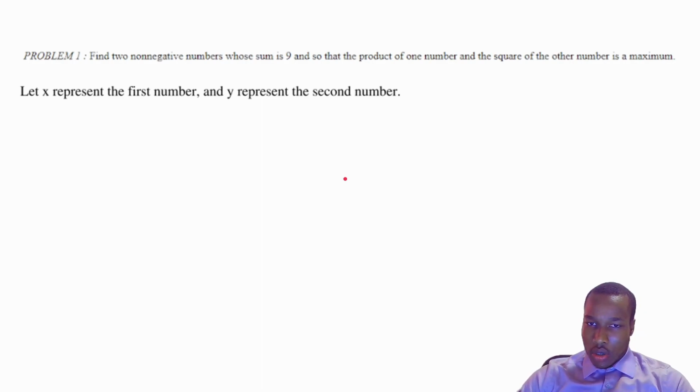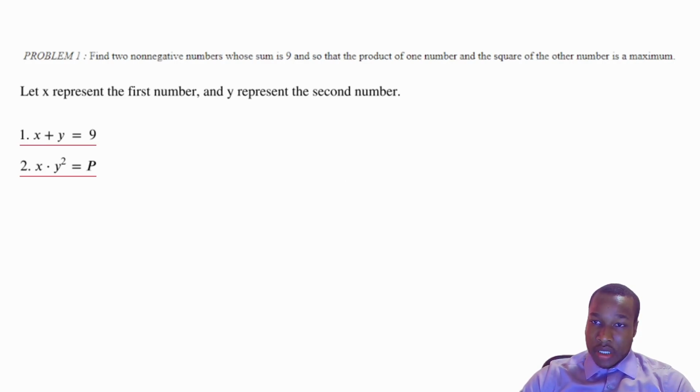From here, we can create two equations. The first being x plus y equals 9, as the sum of the two non-negative numbers must be 9. And the second would be x times y squared equals p, as the product would be between one number and the square of the other. So let's start with the first equation, x plus y equals 9.